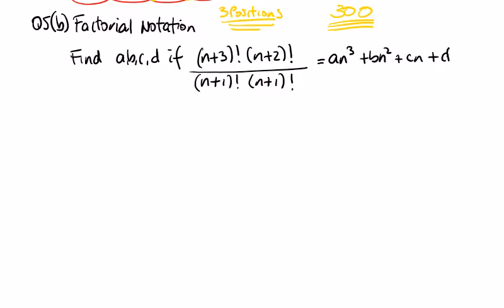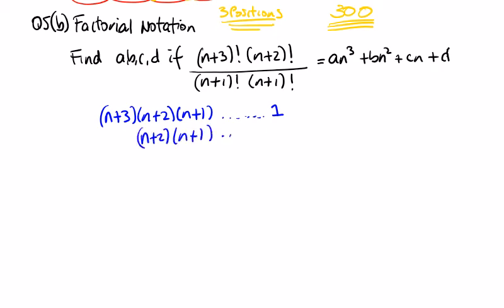So again, 2018, it was a nice little factorial question. If you know your rules of factorials, this is really straightforward, just multiplying out brackets. So what is n plus 3 factorial? It's n plus 3 by n plus 2 by n plus 1 all the way back to the number 1. n plus 2 factorial is n plus 2 by n plus 1 all the way back to number 1. And then you can see on the bottom we have n plus 1 factorial and n plus 1 factorial.